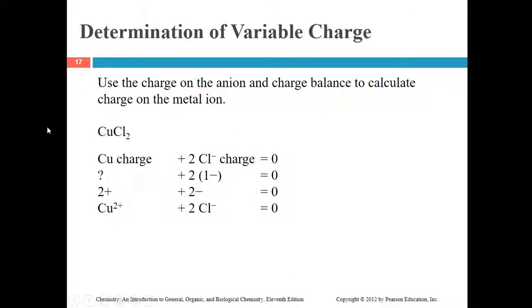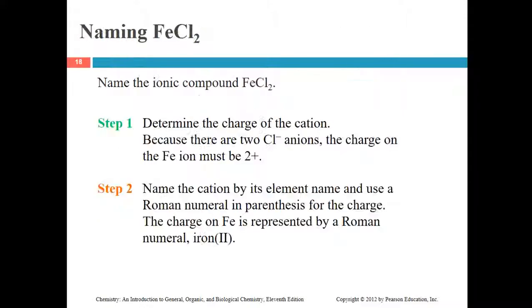Here's an example: CuCl2. Because copper is one of those that can have more than one charge, if I say name this compound, then you have to figure out what charge it is. Well, we look at its partner, its anion. The chlorine's a halogen, it's a -1 charge, but I have 2 of them. So 2 times -1 is an overall -2 charge. That means our copper must be a +2 charge. There's only one copper atom, so it is copper 2. So we would name that as copper, Roman numeral 2, in parentheses, chloride.